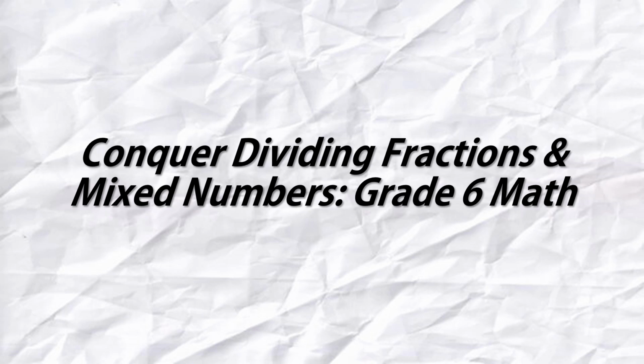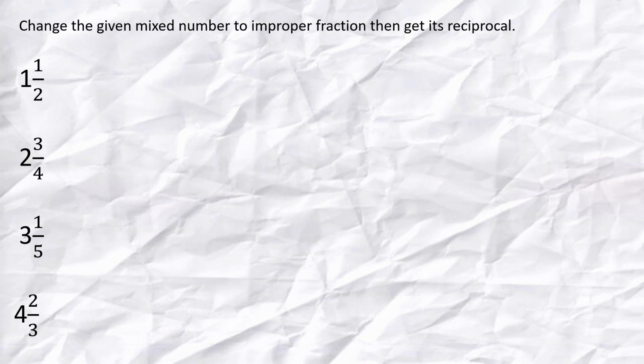In this lesson, we'll be discussing dividing fractions and mixed numbers. Let us first answer the given activity. It says in the direction, change the given mixed number to improper fraction and then get its reciprocal. So we have here 1 and 1/2.